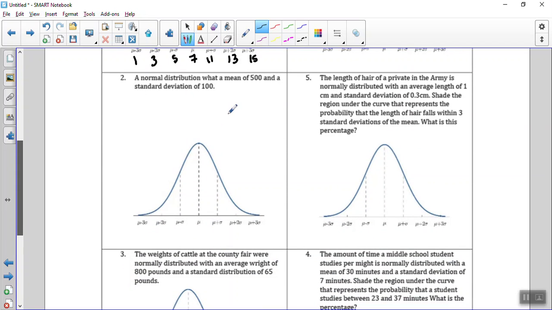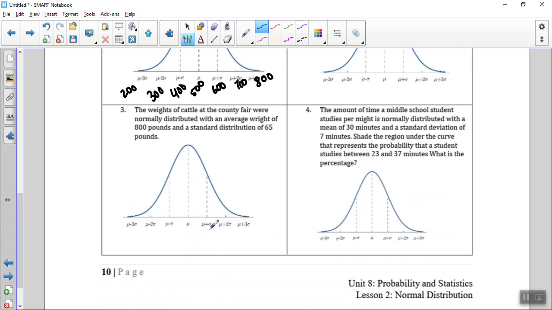Problem number 2, same thing here. The mean is at 500, and the standard deviation is 100. So you have 500 here. If the standard deviation is 100, you just add 500 plus 100, 600, 700, 800 to the right, and then 400, 300, 200 to the left. Okay? Same thing here.